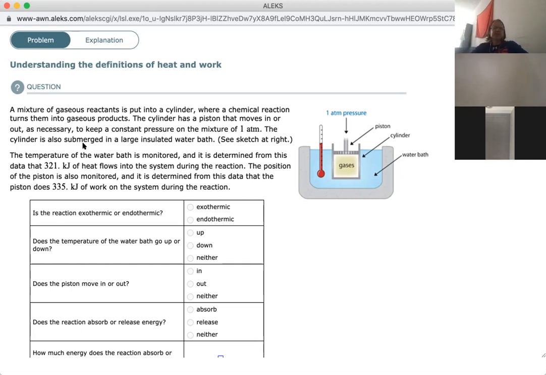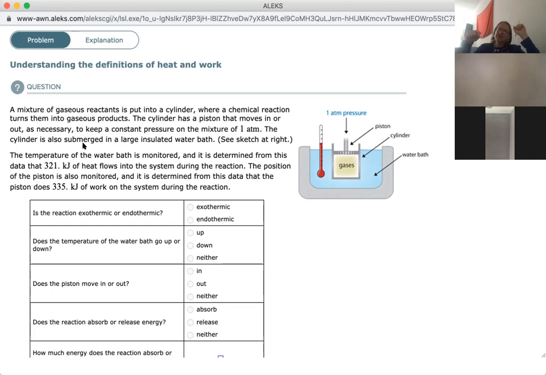So it says in here, a mixture of gases, of gaseous reactants, so there's reactants, are put into a cylinder where the chemical reaction turns them into gaseous products. We're not talking about the chemistry yet. We'll get into that. You actually already know what it is. It's combustion. The cylinder has a piston that moves in or out as necessary. So notice it doesn't say up and down. It says in and out.